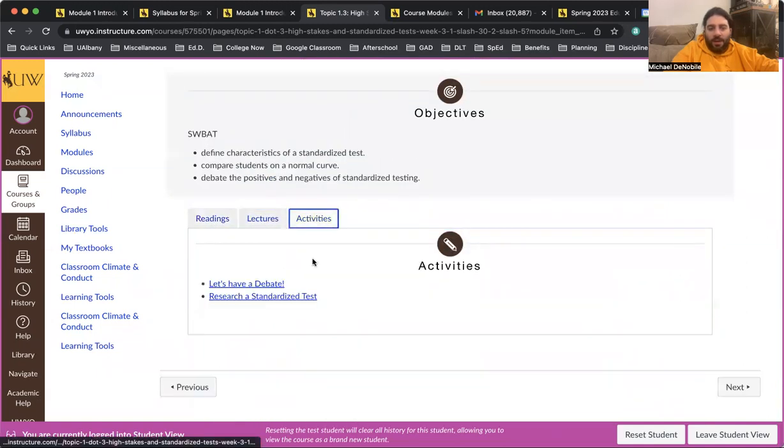Then you're going to have my lectures, and then we're going to have a debate. I just want to say, when it comes to anything related to debates in an academic setting, we're not looking for feelings and opinions. You have to back them up with research. So, as with any discussions that we may have, you're going to defend your side, but make sure that you're not posting that standardized tests are stupid and they're bad.